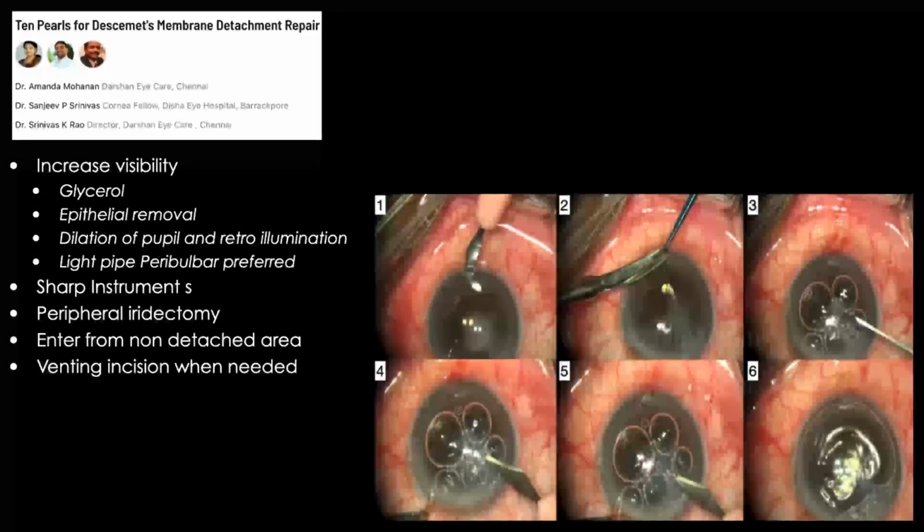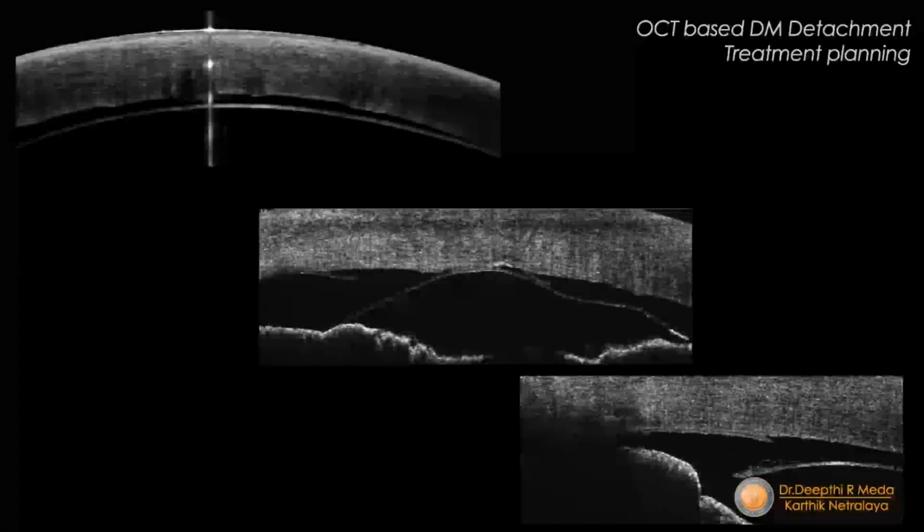A few surgical tips when you're planning an intracameral injection would be: you could try glycerol for better visibility. Always have a dilated pupil, because the retroillumination will help. A light pipe also can be helpful. Make sure you use sharp instruments. Try to do a peripheral iridectomy, and always enter through the non-detached area.